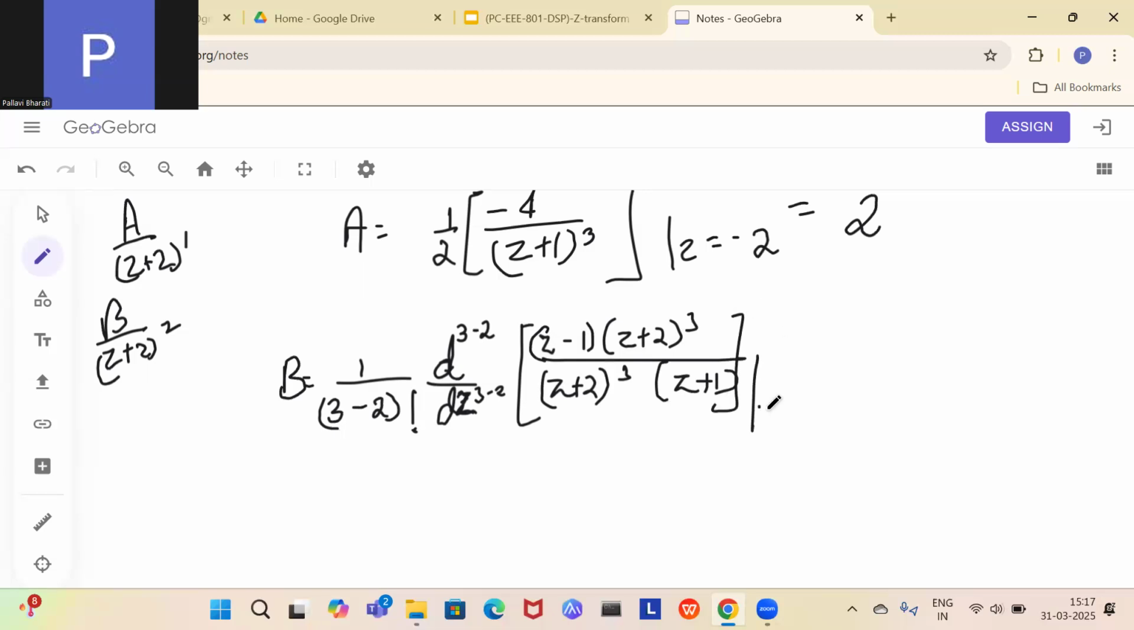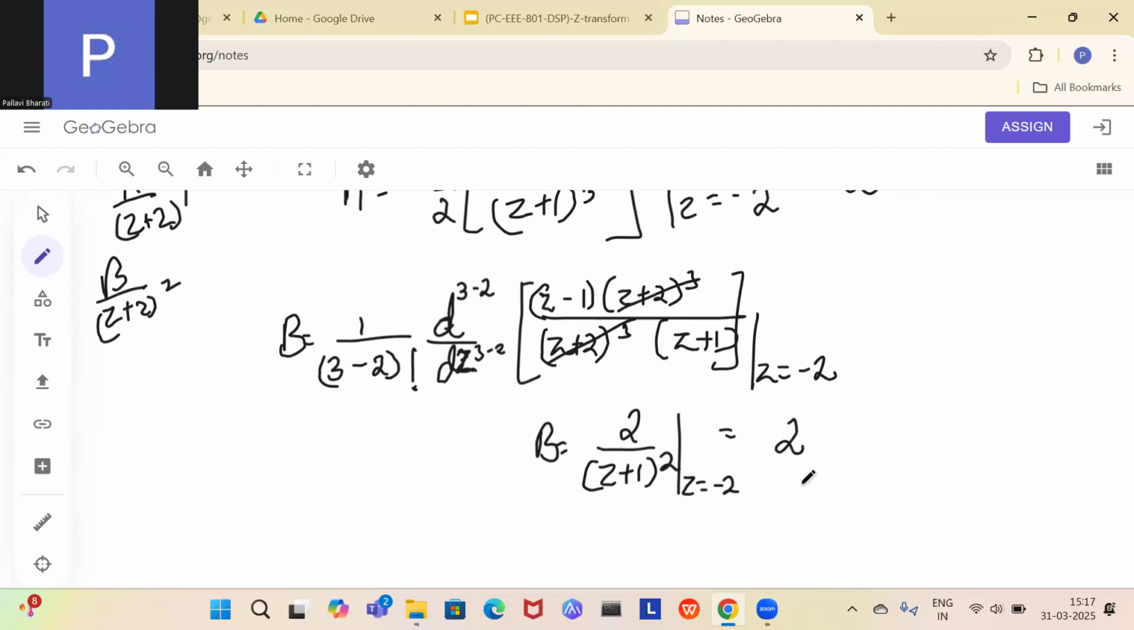Fine. Now this is calculated at z is equal to minus 2. Now what we will be getting is b is equal to this. You have to differentiate just a single time. So what you will be getting is 2 by (z plus 1) whole square, and then when you put the value, the value of b is going to be 2.